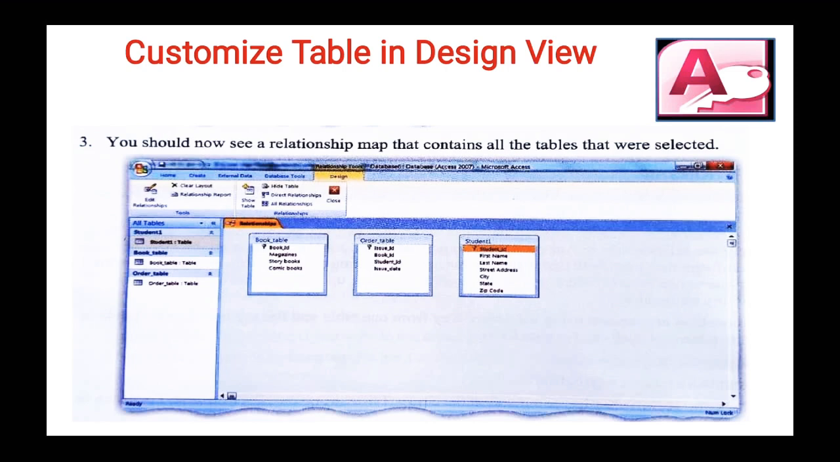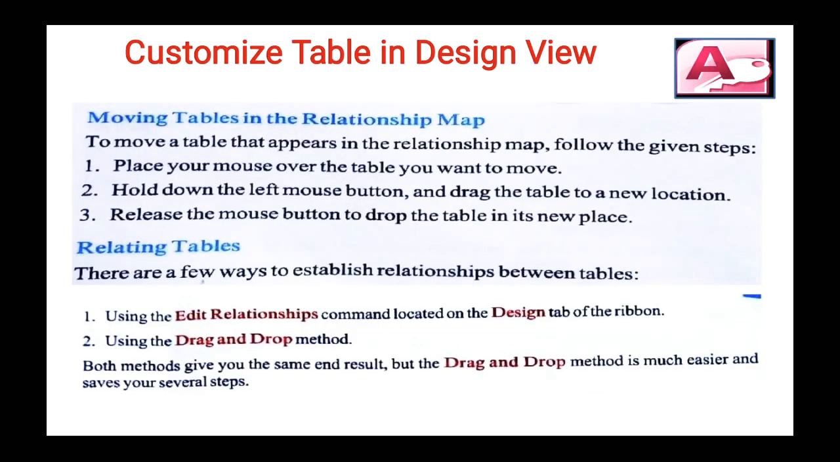Moving tables in the relationship map. To move a table that appears in the relationship map, we have to place the mouse over the table we want to move. Hold down the left mouse button and drag the table to a new location. Release the mouse button to drop the table in its new place.